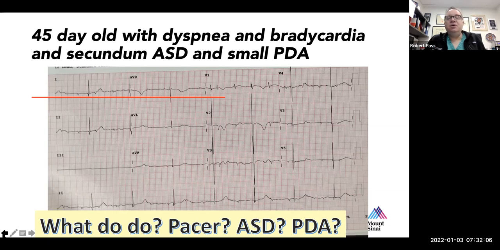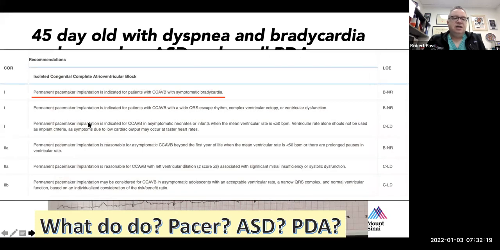Would you do... and you know already that the echo apparently showed normal function, but has a secundum ASD and a small PDA. So what would you do? So you've decided, let's just first review what the indications are for a pacemaker in the setting of a congenital complete AV block. This is actually a relatively new document that just came out last year. It's the first time in nearly a decade that it was adjusted.